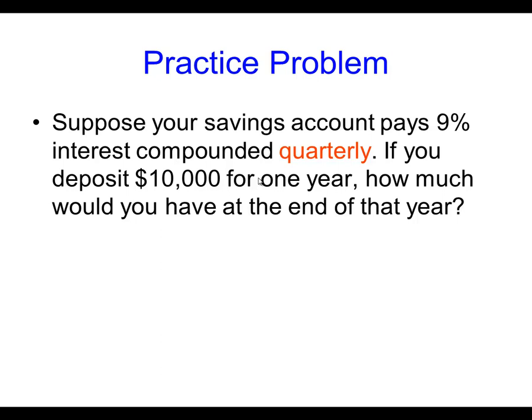Another practice problem. Suppose your savings account pays 9% interest compounded quarterly. If you deposit $10,000 for 1 year, how much would you have at the end of that year? Since I'm dealing with an interest rate that is compounded quarterly and not monthly, then to find the interest per period, we need to divide that value by 4 instead of 12, because I have 4 quarters or 4 paying periods.